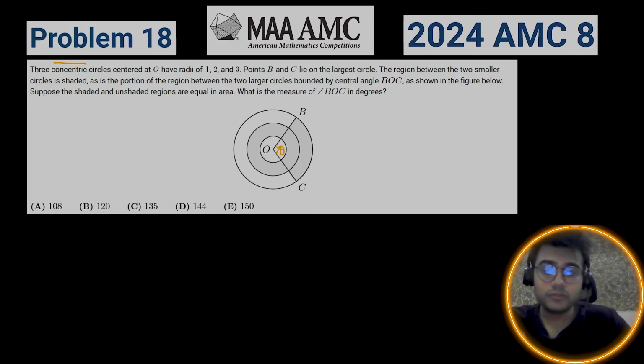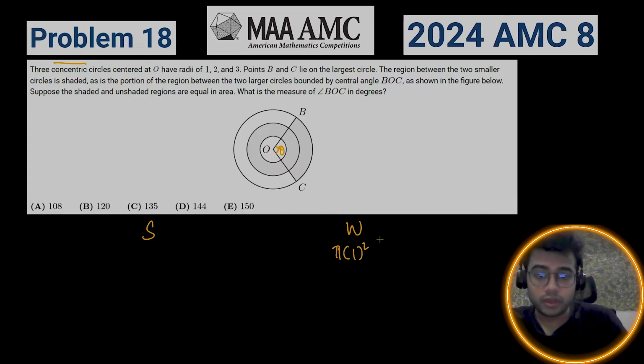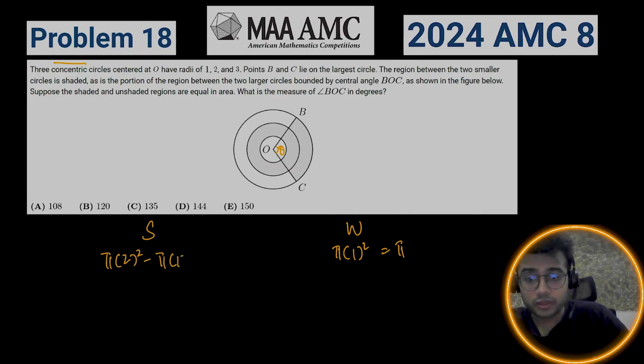And then in terms of theta, we're going to try to write equations. The equation that we will write would be the white area equals the shaded area. So let's find out those areas. First of all, I'm going to find this white area. That's just going to be pi 1 squared, pi r squared, which is pi. And then this shaded area is going to be the second largest circle, pi 2 squared, minus the smallest circle, pi 1 squared. So that's 4 pi minus pi.